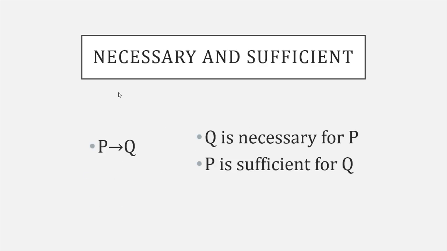Okay, so here's another way of cutting through this, necessary and sufficient conditions. So the sentence, if P then Q, says the following two things. Q is necessary for P, and P is sufficient for Q. Okay?